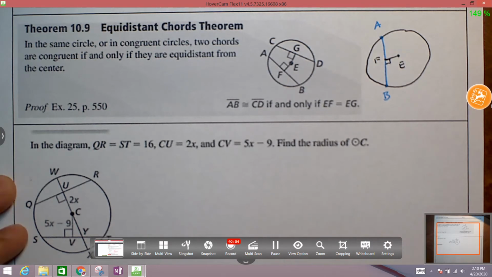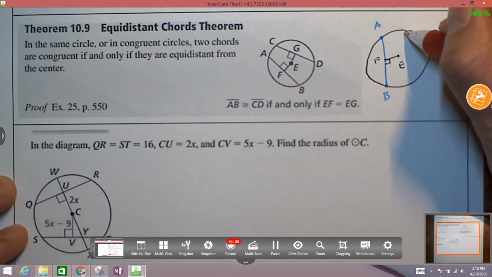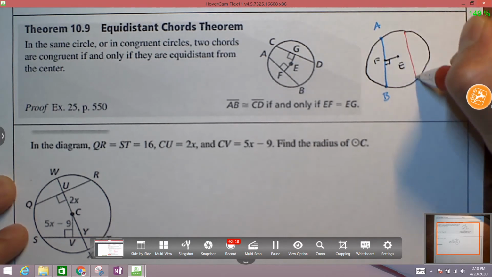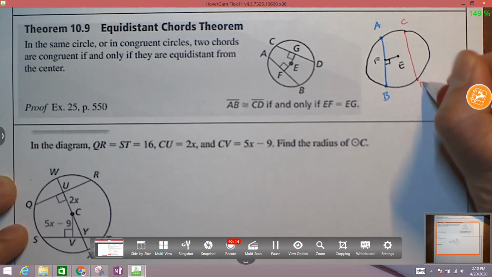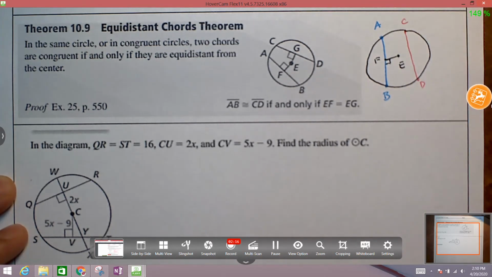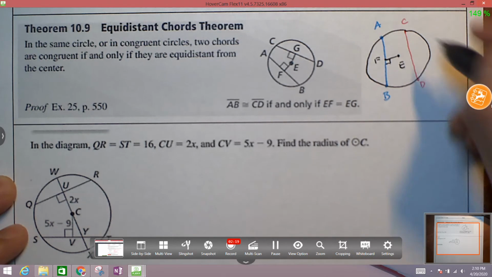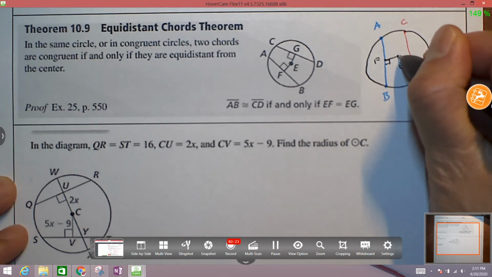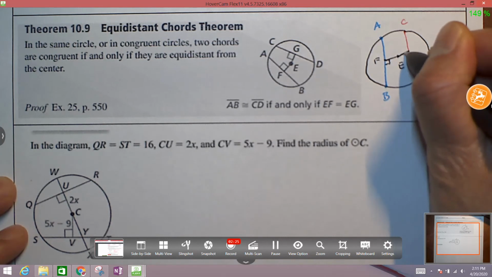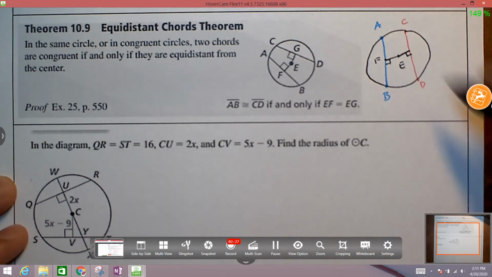Now let's go ahead and draw the second segment. Let's say there's another segment inside of this circle, and it's over here. Let's call this segment CD. And we want to know, how far is segment CD from point E? We have to do the same thing, right? We have to go perpendicular from E to segment CD. And let's label that point G.